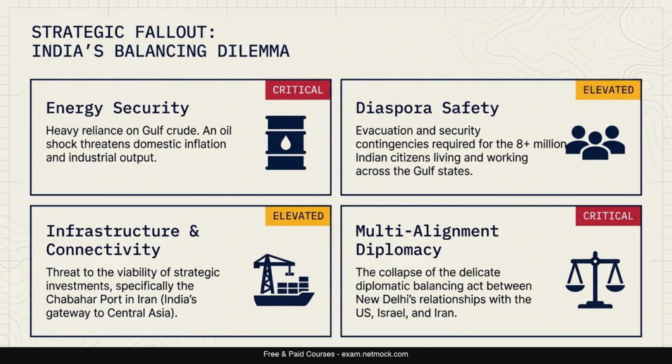For India, 4 critical dimensions. Energy security. Heavy Gulf crude reliance means all shocks threaten inflation and industrial output. Diaspora safety. Contingencies needed for 8 million plus Indians across Gulf states. Infrastructure. The Chabahar port, India's Central Asia gateway, is threatened. Multi-alignment diplomacy. The delicate balance between US, Israel, and Iran relationships has collapsed.